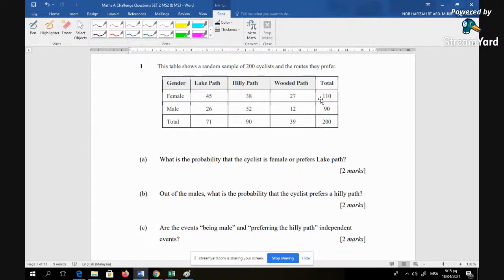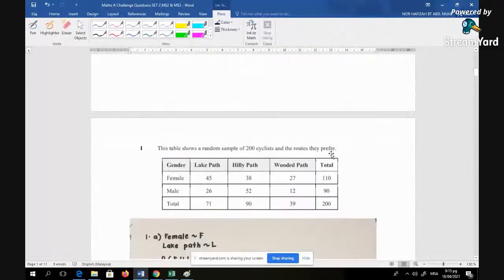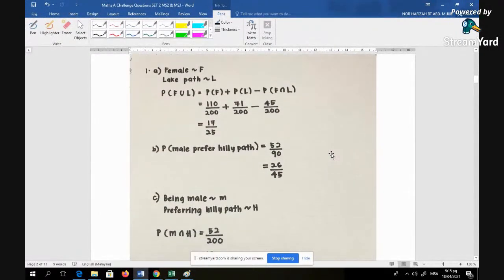So we look at the value from the table and find the male only for hilly path. The overall is only 90 because the situation only wants the male only. So the probability for male preferring hilly path is 52/90, so we can get 26/45.